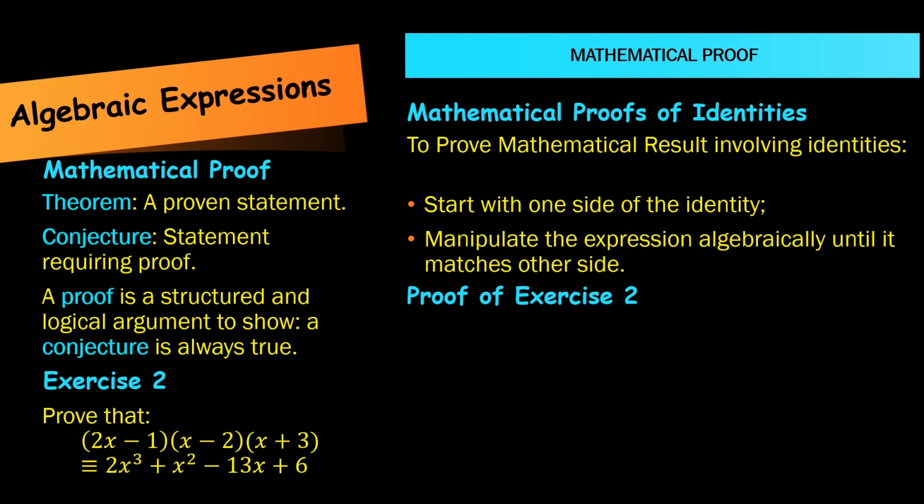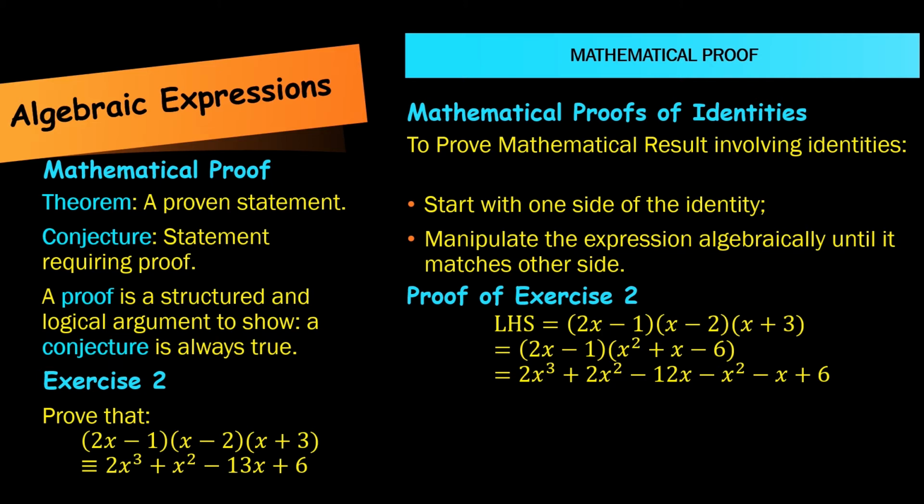So let's solve this. We're going to begin with the left-hand side again because it's easier to expand and cancel. So let's multiply out the brackets. We multiply out the last two brackets first, as shown. And then multiply out the rest. And finally we tidy up.